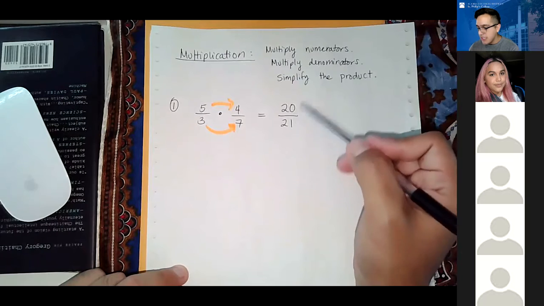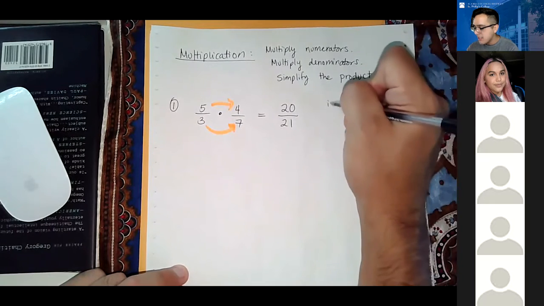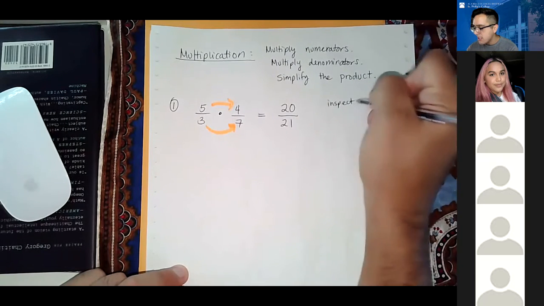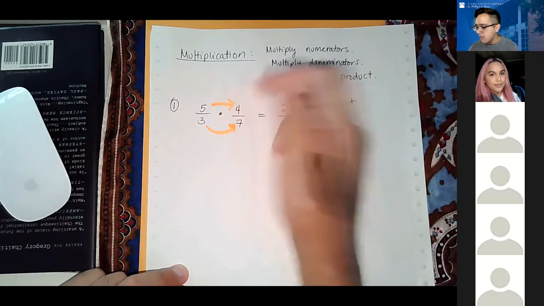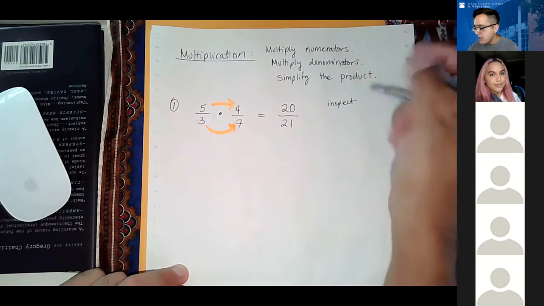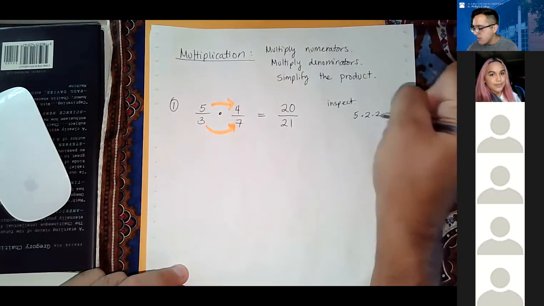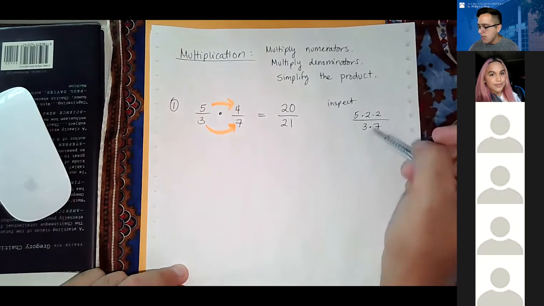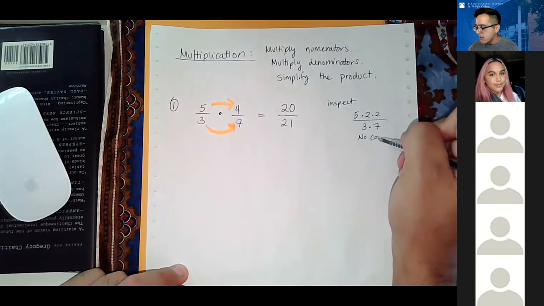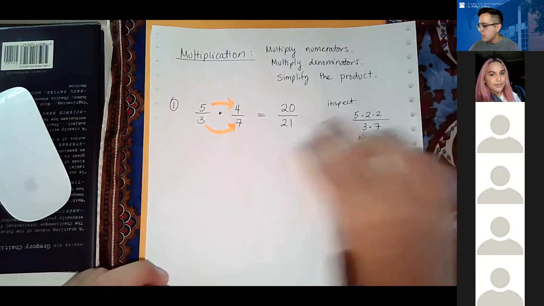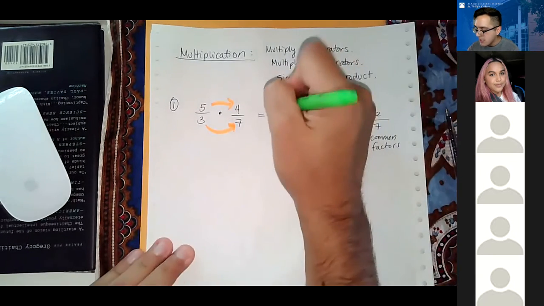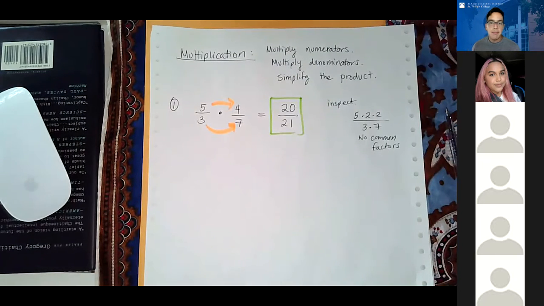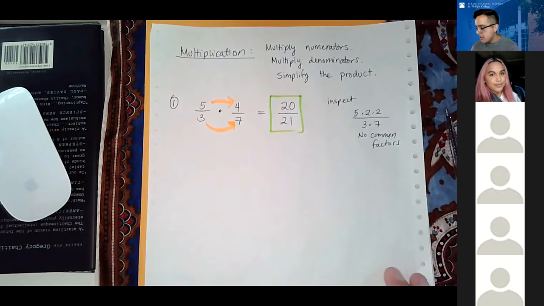It looks like to me, if you needed to inspect this to see if it reduces, 20 reduces to 4 times 5. And then you could break that up into 5 times 2 times 2 if you wanted to. This only breaks down into 3 times 7, where both of those are prime, but we have no common factors. So since we have no common factors, that means we're done. We have successfully multiplied these 2 fractions together, just multiplying straight across.